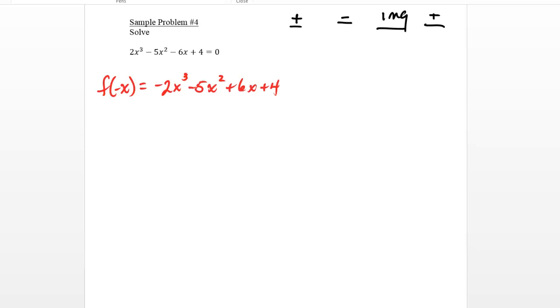I'm just going to use the original problem for my positive roots. So you can see here I have one change and then I have a second change. So that's 2 possible positive roots or 0 possible positive roots. On my negative, I have 1 change. So I have exactly 1 negative root.